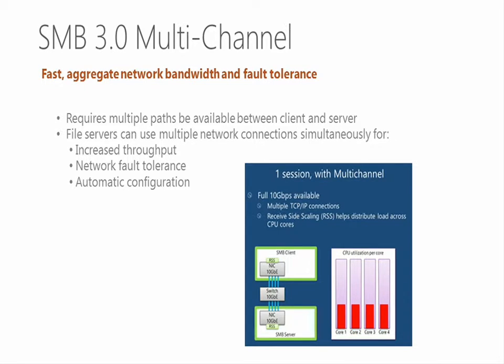Let's say I have 4 different network cards connected to different networks, and one of them is much faster than the others. How can I take advantage of that? So this allows us to have increased throughput, network fault tolerance, so if we have a single point of failure on our network, our server still continues to work, and then automatic configuration.